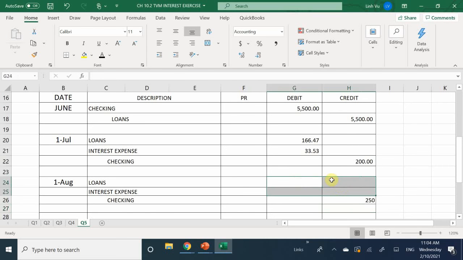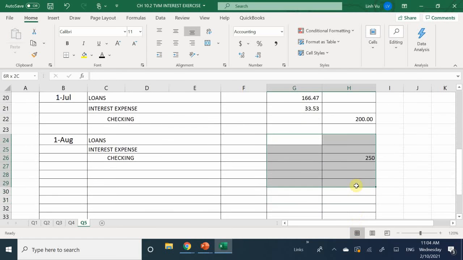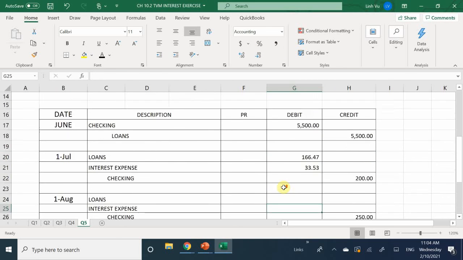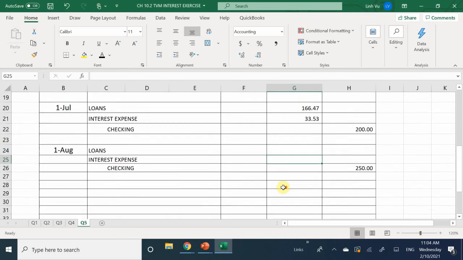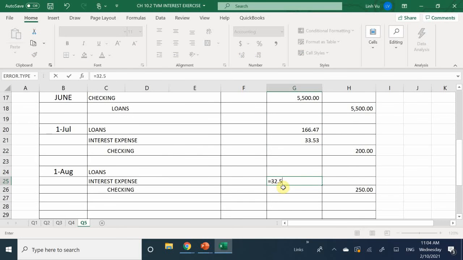All right. So let's go ahead and calculate how much interest I'm actually paying versus how much is actually going to my principal. So tell me, what was my monthly interest here? $32.51. So how much is actually going towards my actual principal? 217. So now I'm actually paying a good decent amount towards my actual principal.